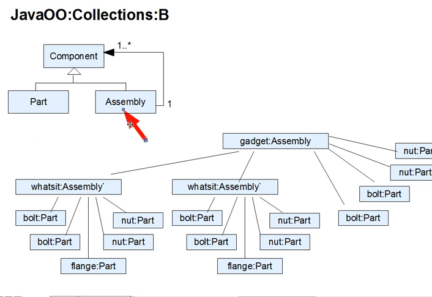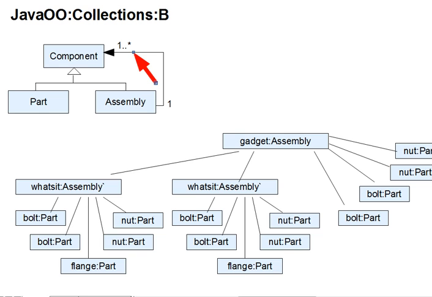Now, let's see how our example composite pattern looks then in UML. As you can see in the notes here, the UML class diagram shows component as a base interface with two subclasses, part and assembly. No surprise there. The more interesting thing is the arrow from assembly back to component with the labels 1 and 1...star. Let's discuss that arrow for a little bit.